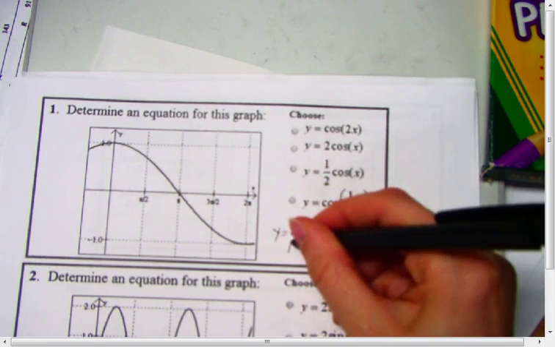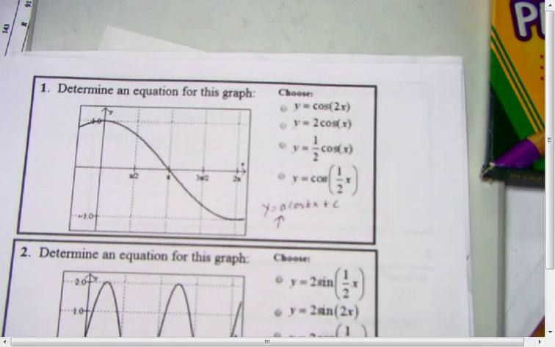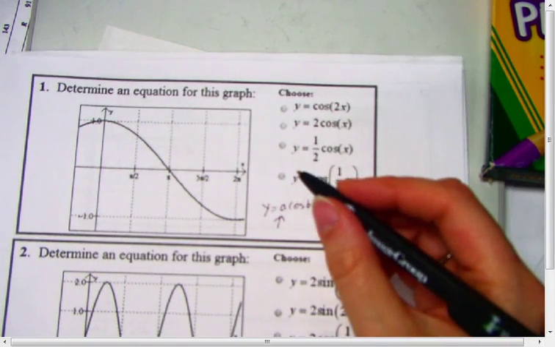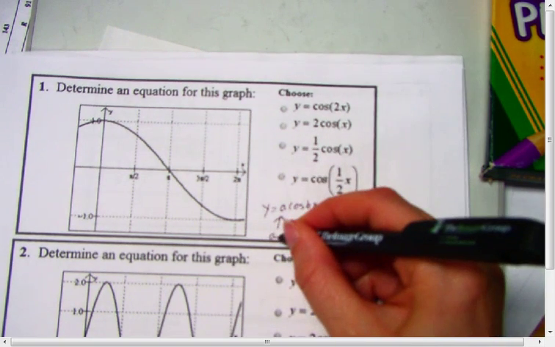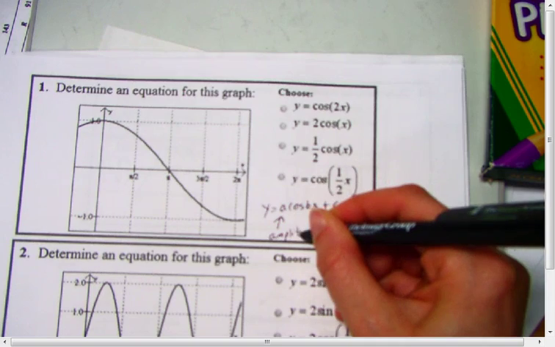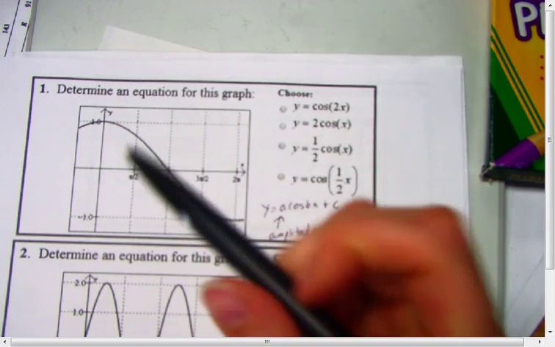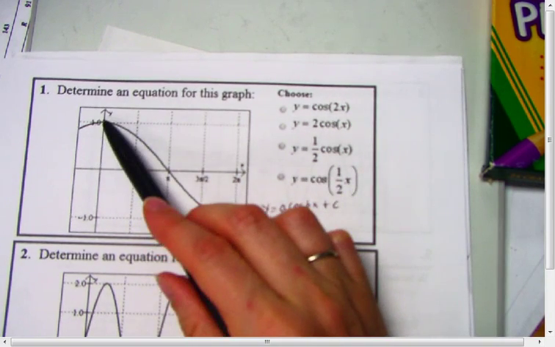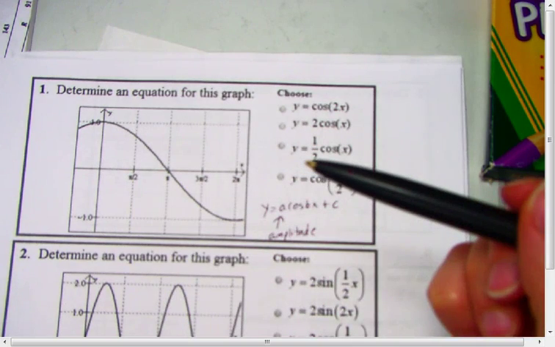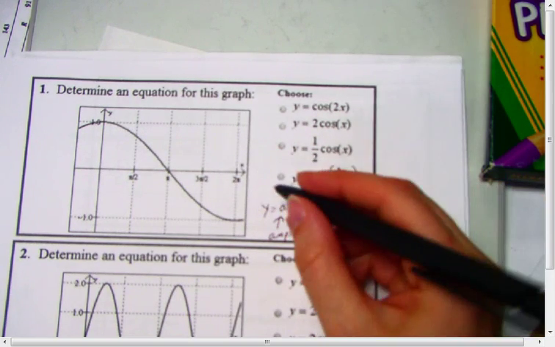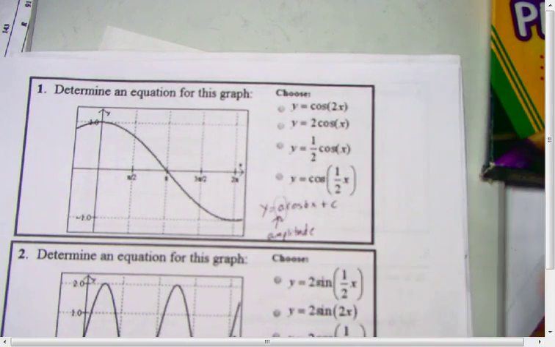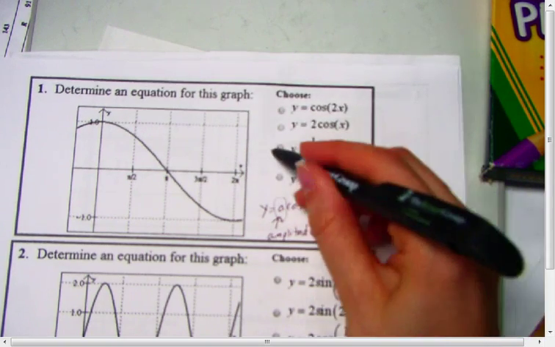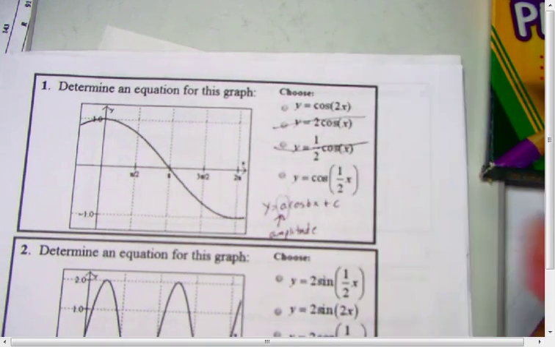What does a stand for again? The word starts with an A. Amplitude. Amplitude is how high it goes. What's the amplitude for this? How high does it go? It goes to 1. Okay? So we shouldn't have anything in front of there. So I can cancel out anything that has a number in front of cosine.